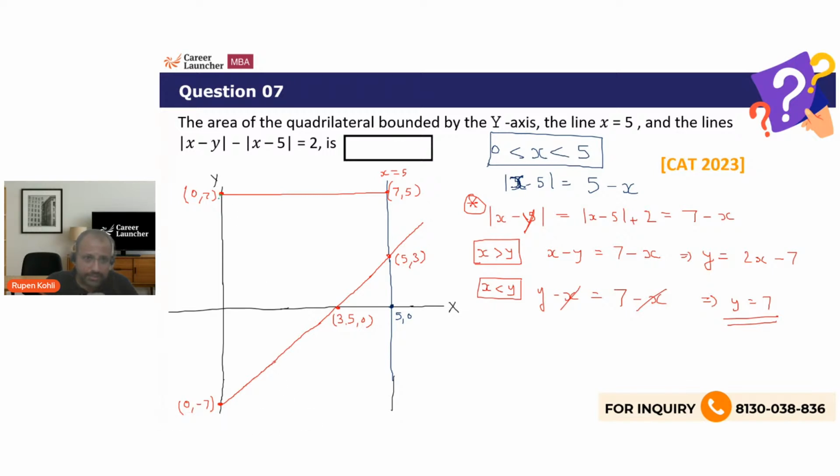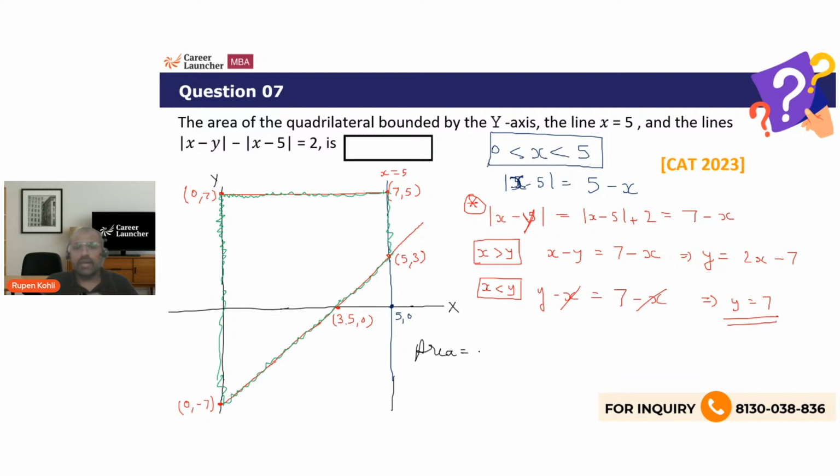Let me shade this with this zigzag line. This is the boundary. This is the quadrilateral. So what is it? Is it a specific kind of quadrilateral? Yes, obviously this vertical line x equals 5 and the y-axis are parallel lines. So at least I can say it's a trapezium. So what's the area? Area for a trapezium is half into sum of parallel sides into the distance between them, right?